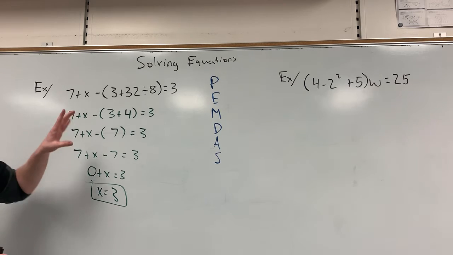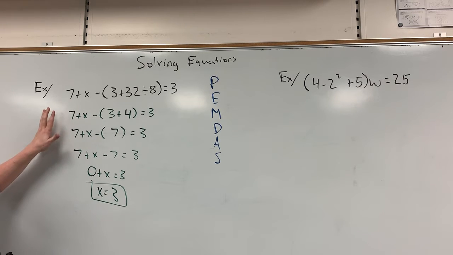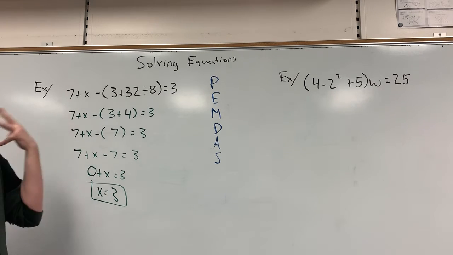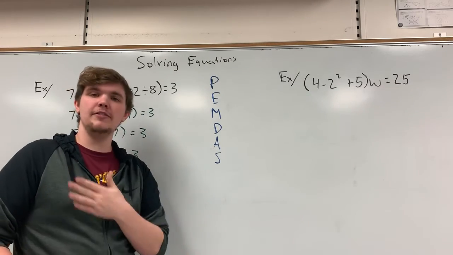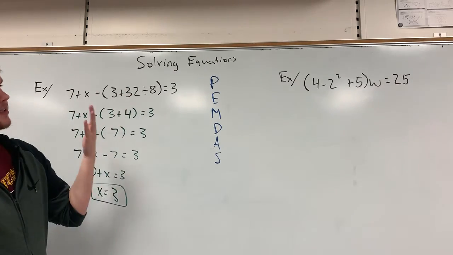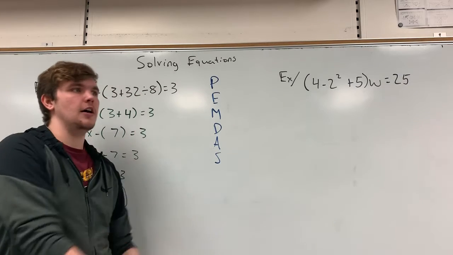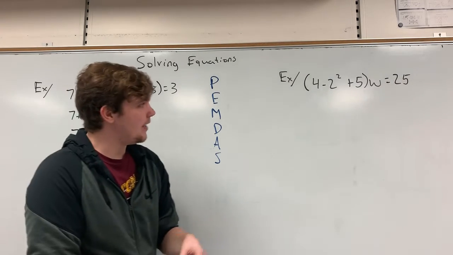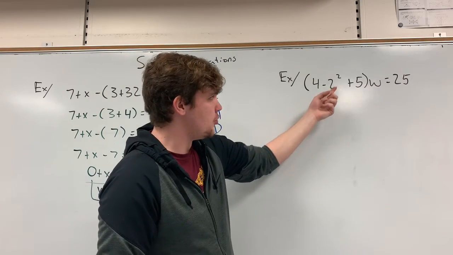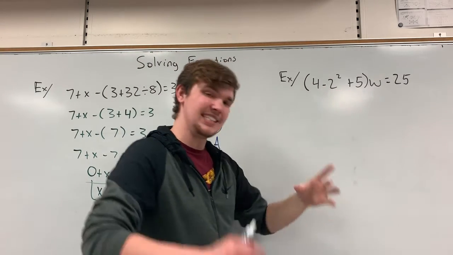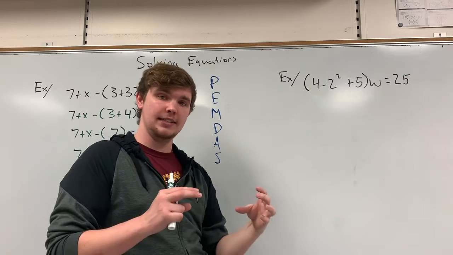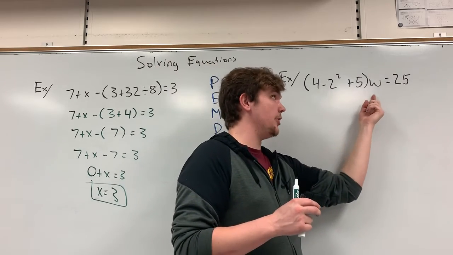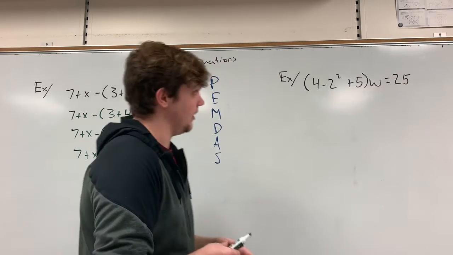Okay, so this is one equation. There wasn't really a whole lot to do other than the orders of operations, right? I didn't really have to move anything over. So now I'll show us an example of when I'm going to have to move another number over to the other side. Okay, so I have this 4 minus 2 squared plus 5, and that's all in a quantity. It's all a parenthesis, right? And it's times w, and it equals 25.